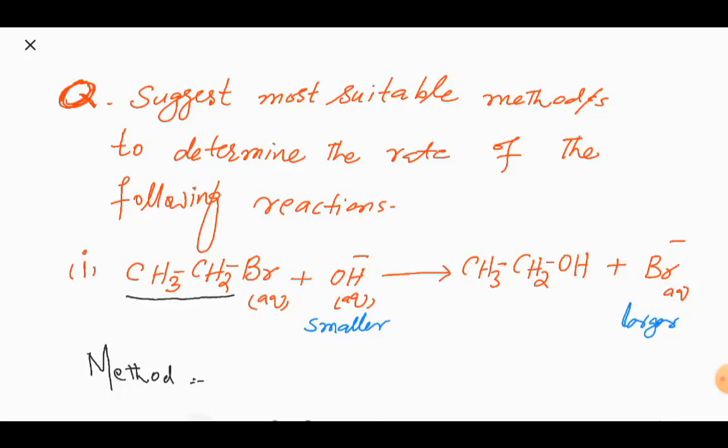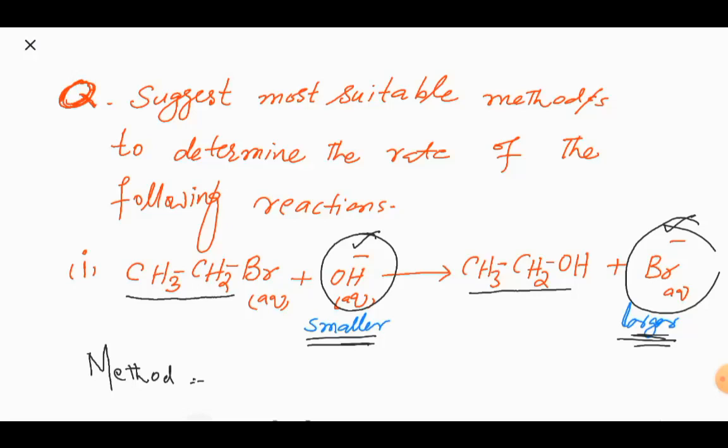Number one, you can see here in the first reaction, ethyl bromide or bromoethane is treated with hydroxide ions to form ethanol and bromide ions. Now you can see hydroxides are smaller in size, bromide ions are larger in size. So in this reaction, smaller hydroxide ions are replaced by larger bromide ions. So there will be a change in the conductivity. The conductivity of this reaction mixture will decrease with the passage of time because smaller ions can move faster but larger ions can move slower.